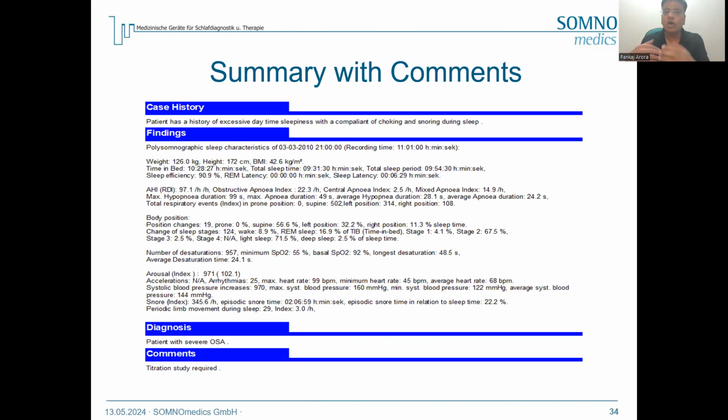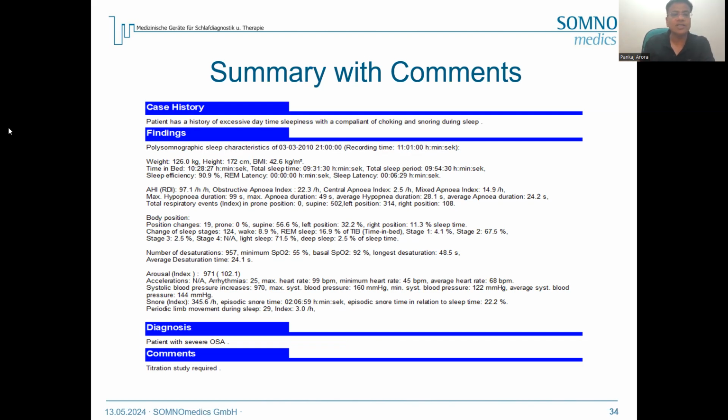So now, once you have done this scoring and you are giving the report, obviously you need to tell the patient this. You need to give the summary of what you have done. So this will give you case history, findings, diagnosis, and you also put in comments. Once you have done the scoring, you do not need to type all these things. It will automatically calculate and give what has happened, whatever you have already done manually.